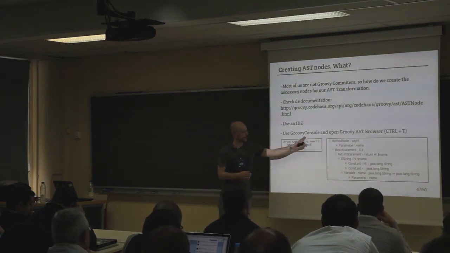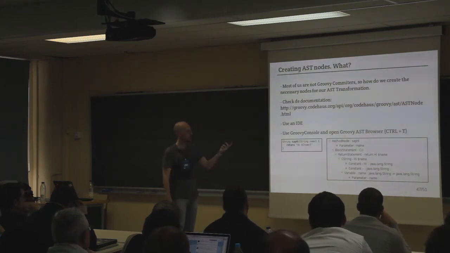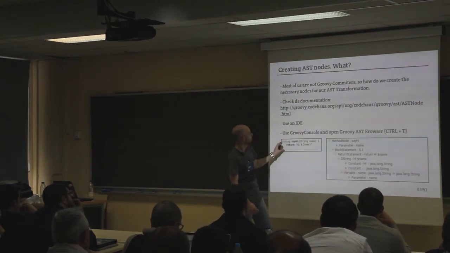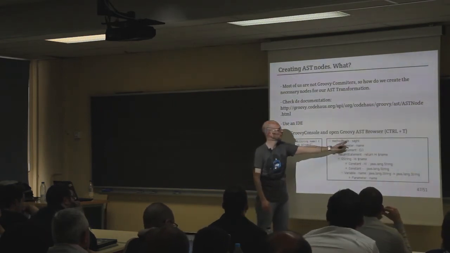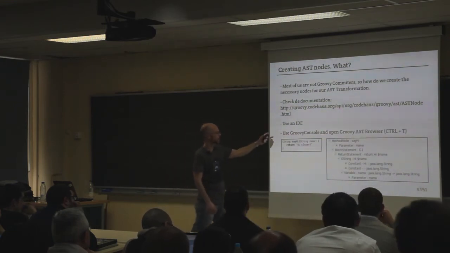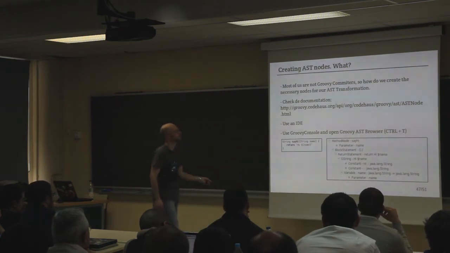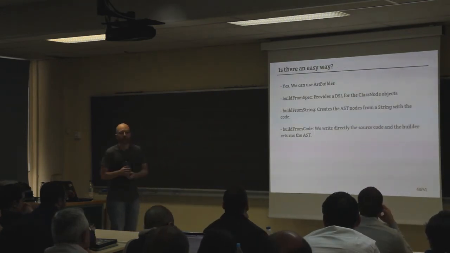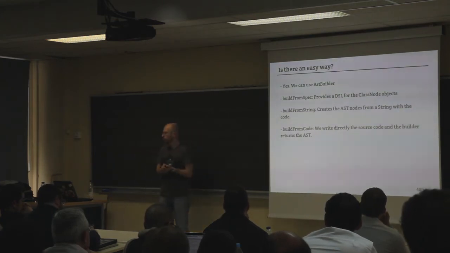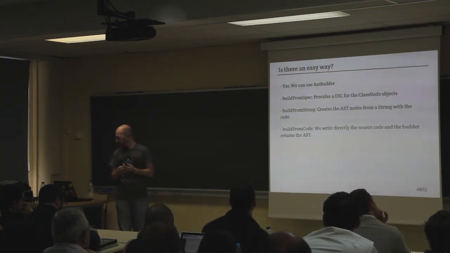You can write, for example, this code, open the Groovy AST browser with Ctrl-T, and it shows the AST nodes that Groovy creates for that code. For example, here you have a method node, sayHi, a parameter, name, a block statement with a return, a GString, constant, variable, blah, blah, blah. But is there an easy way to create an AST? Yeah, you can use the AST builder.